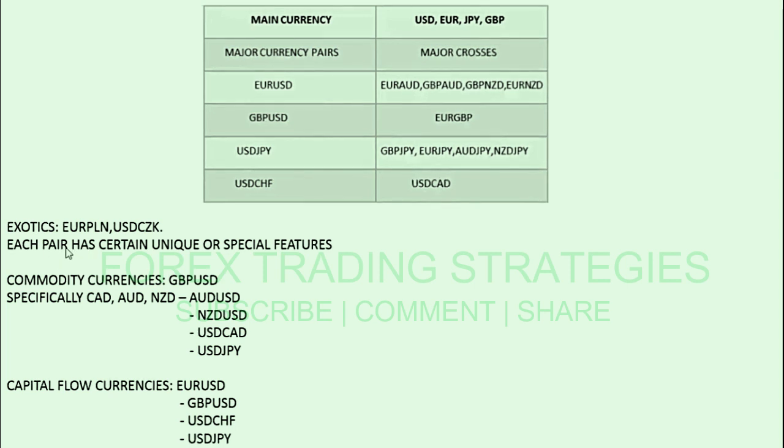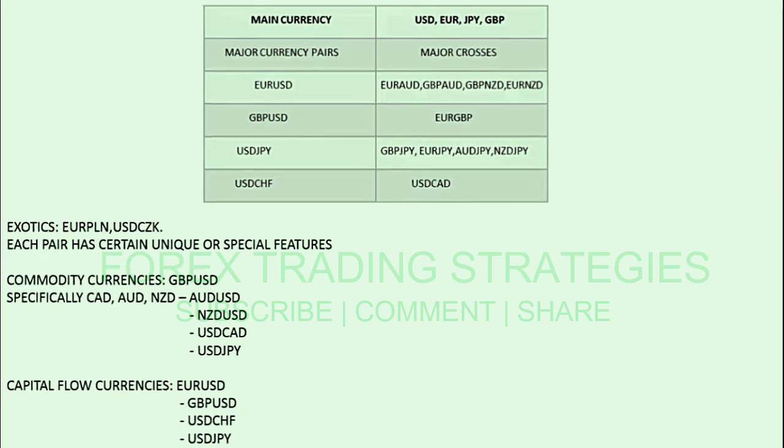Now if you take a look at your exotics, Euro PLN, USD CZK. I don't trade exotics, so I don't know much about them, but you can see that each pair has certain unique or special features. These are examples of your exotics. There's a ton of them, but these are examples. And the spreads of exotics are very wide.